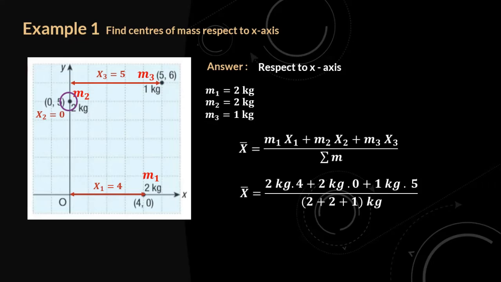As we know that sigma of mass equals total mass. So finally, X bar, we found 13 over 5 units. So the center of mass with respect to x-axis is 13 over 5 units. That's very easy, right? Okay, students, is it clear to you how to find center of mass with respect to x-axis? Very good. Okay, students, now we go to example 2.